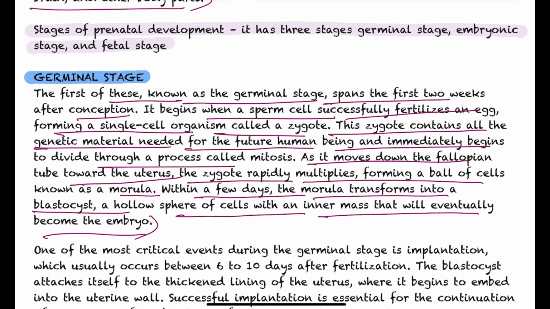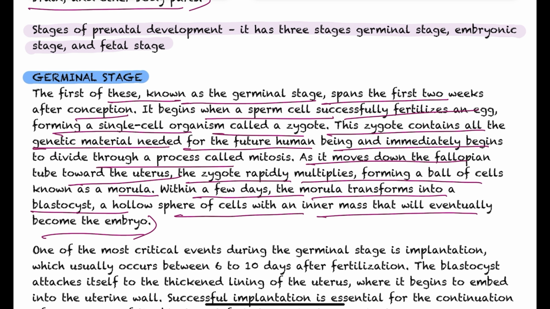The zygote starts dividing through mitosis. What is mitosis? Mitosis is a process where a cell duplicates its chromosomes and then separates them into new nuclei, resulting in two identical daughter cells. As the zygote divides, it forms a ball of cells known as the morula, and while it is dividing, it is also making its way down from the fallopian tube to the uterus.